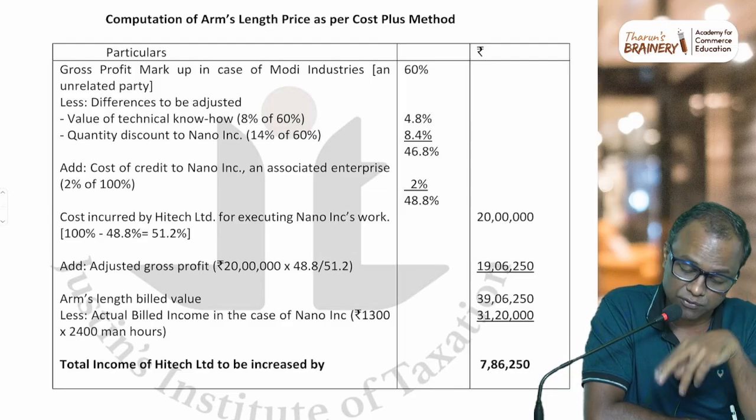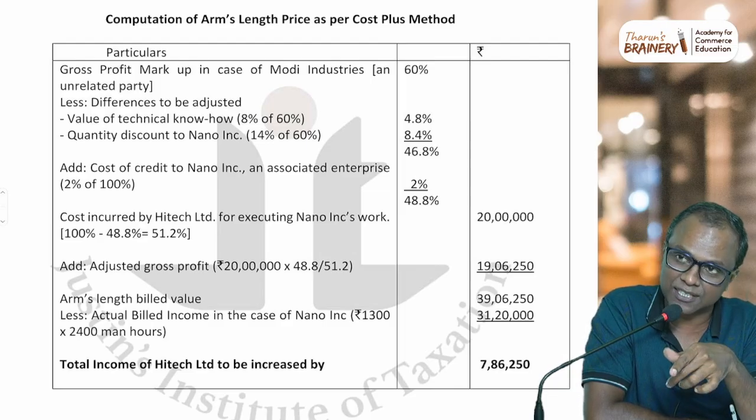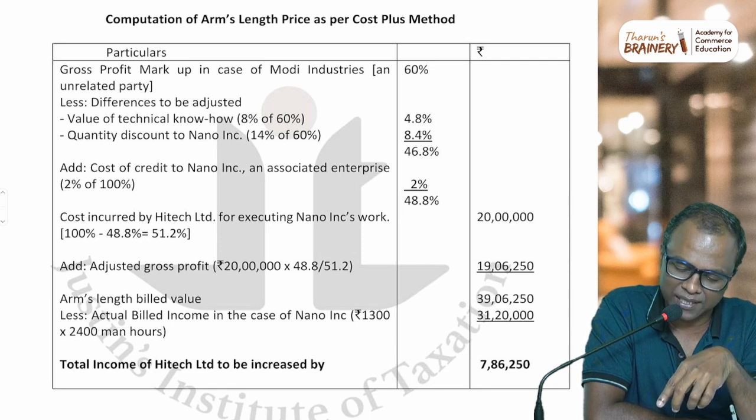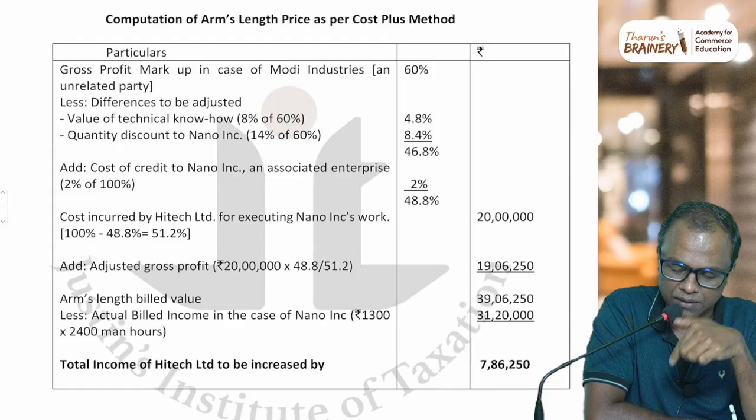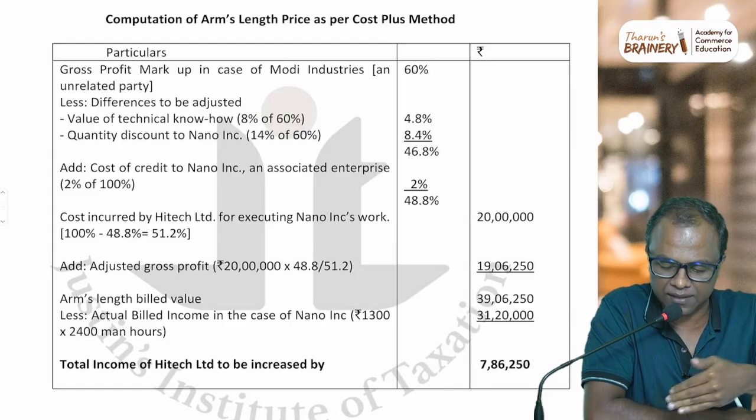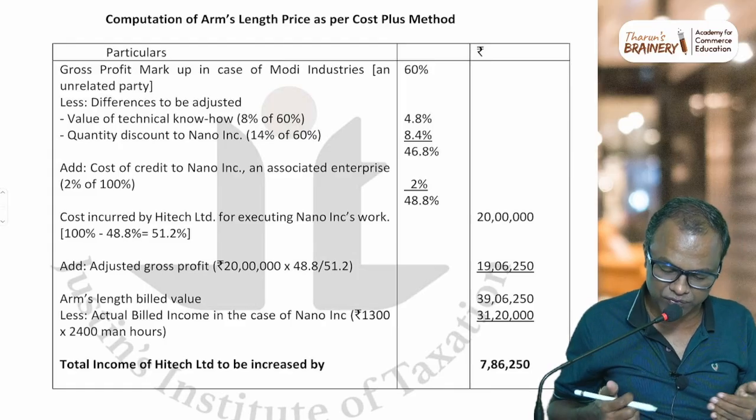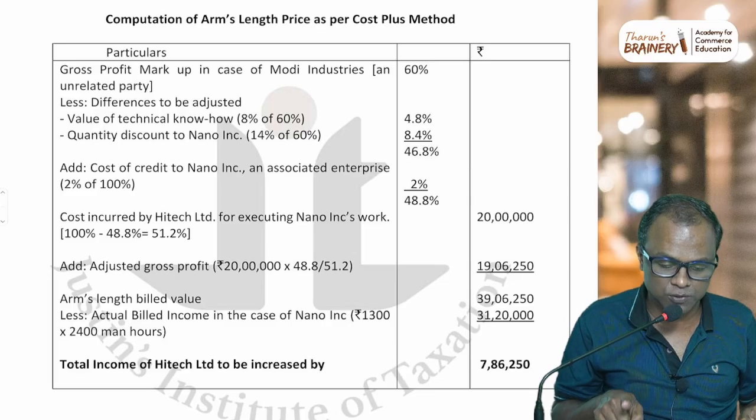But if it was reverse, if the arm's length was 31,20,000 and the actual billed is 39,06,250, TP provisions will not be applicable. But here sales is less than the arm's length. So the difference of 7,86,250 should be added. So this is the cost plus profit method.